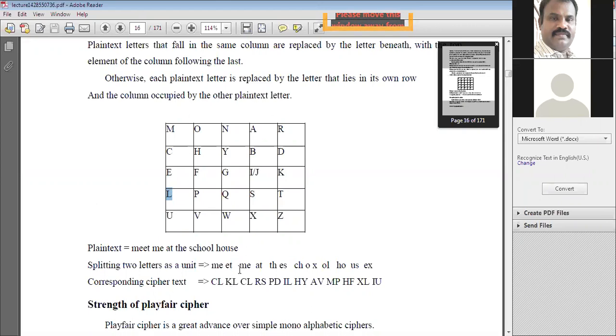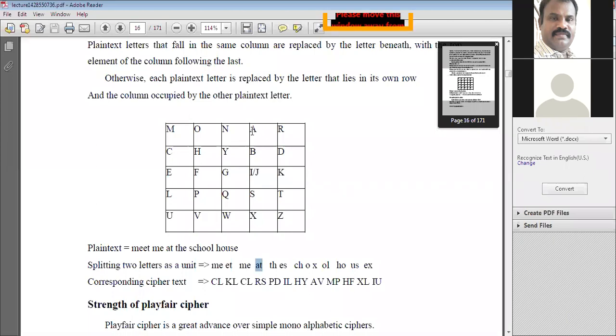Next one, ME. Similarly, this is the M, this is the E. So here we have to replace the M character with C, and the E character we have to replace with L. Clear?